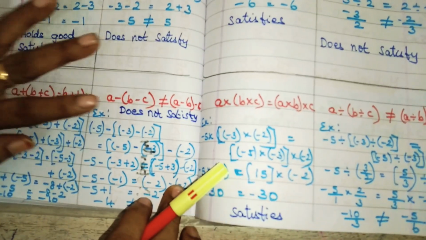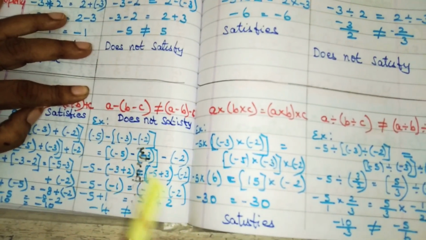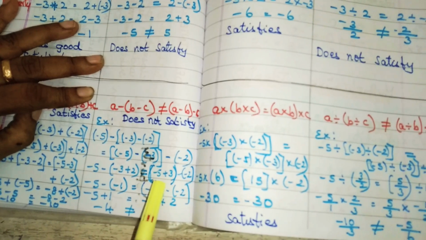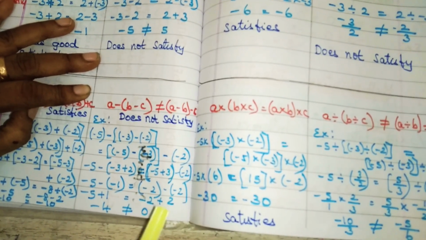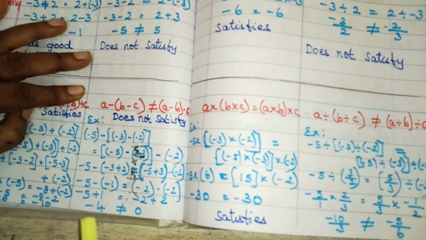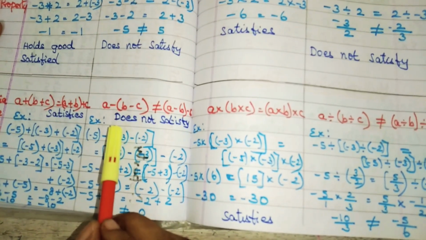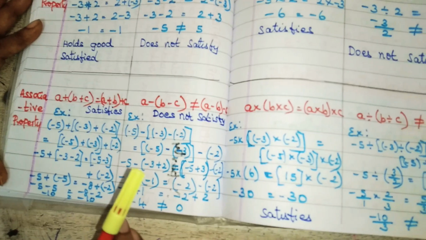Now RHS, you will simplify the first bracket. Minus 5 minus into minus, plus 3, minus of minus 2. Now minus 5 plus 3 is minus 2. Minus of minus 2, which is minus 2 plus 2, which is 0. And minus 4 is not equal to 0. So subtraction does not satisfy the associative property.